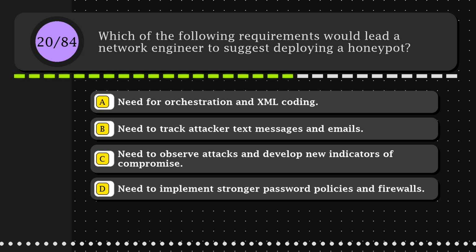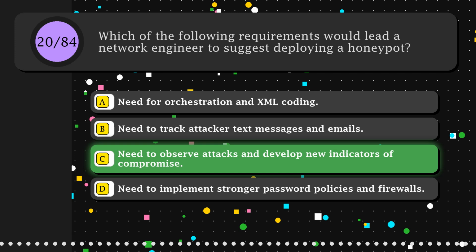Option A, need for orchestration and XML coding. Option B, need to track attacker text messages and emails. Option C, need to observe attacks and develop new indicators of compromise. Option D, need to implement stronger password policies and firewalls.